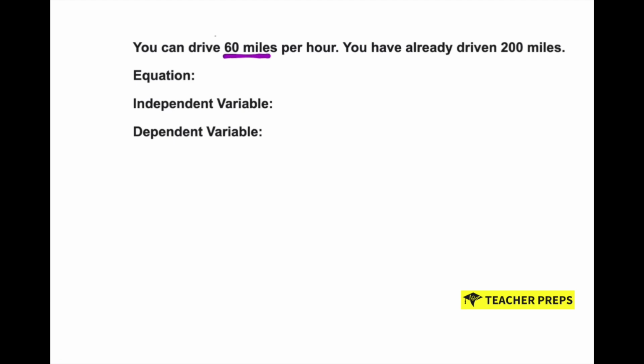This next example says that you can drive 60 miles per hour, which means you drive 60 miles every hour. You have already driven 200 miles. Let's write our equation. In this case, I'm going to use the variables m for miles and h for hours. So the amount of miles driven is going to be 60 miles for every hour, or 60h, but we've already gone 200, so we can add that 200 to our total.